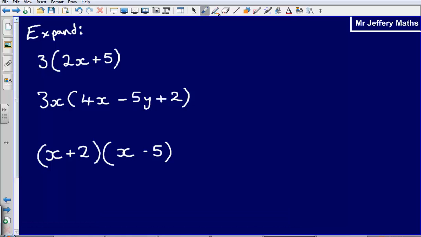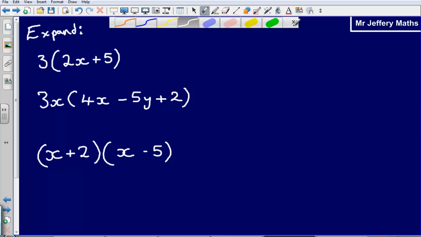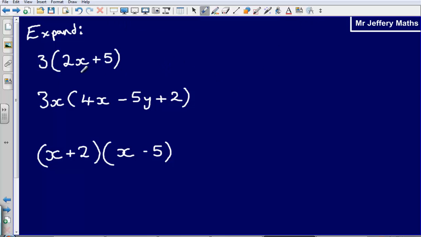Okay, if you didn't get those quite right, then there are some practice questions for you here. What I suggest you do is you pause the video and then press play to see the answers. So expanding 3 bracket 2x plus 5, I just need to multiply 3 times by 2x, that gives me 6x, and then I need to do 3 multiplied by plus 5, that gives me plus 15.